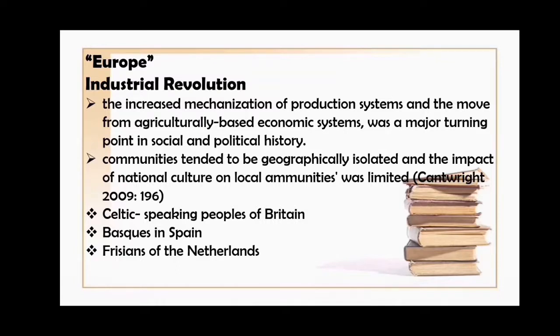So next is the Basques in Spain. The Basque, meaning to say, is a region between France and Spain. It is near the Pyrenees Mountains and the Bay of Biscay. And the next one is the Frisians of the Netherlands. When we say Frisians, they are a West Germanic ethnic group indigenous to the coastal regions of the Netherlands and northwestern Germany.